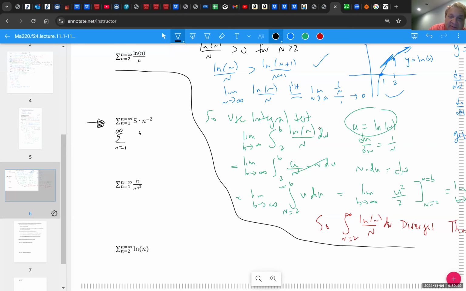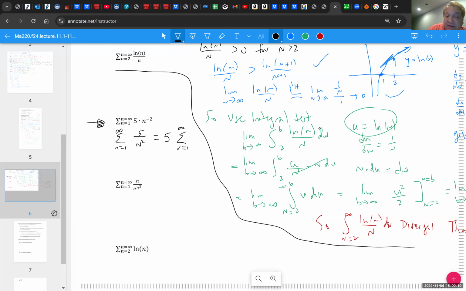This would be 5 divided by n squared. And the 5 is a constant. It does not matter. Some people even like to write the 5 outside, just like with an integral. You can write constants outside of the integral. It's the same with summations. If it's a constant being multiplied, it will not affect whether it converges or diverges.